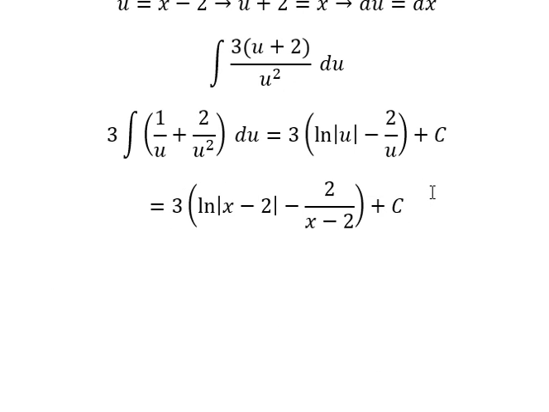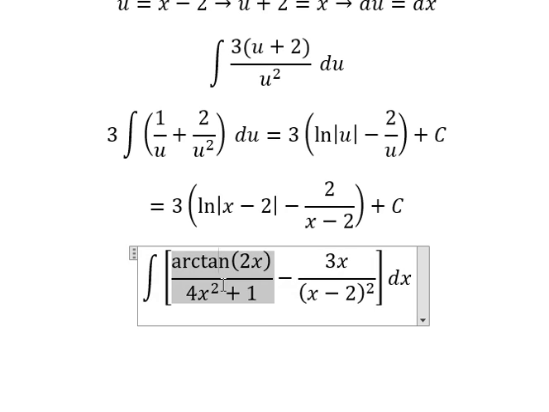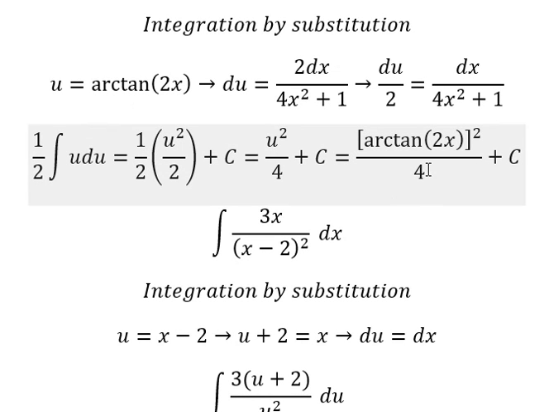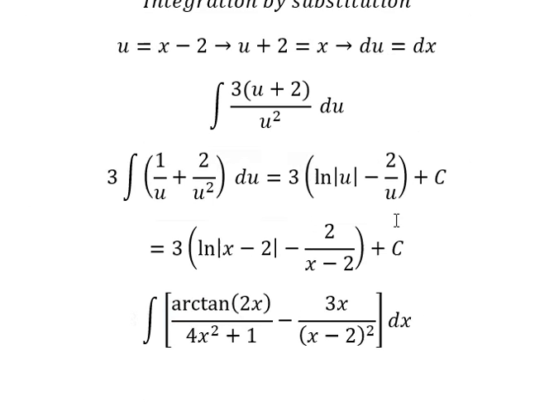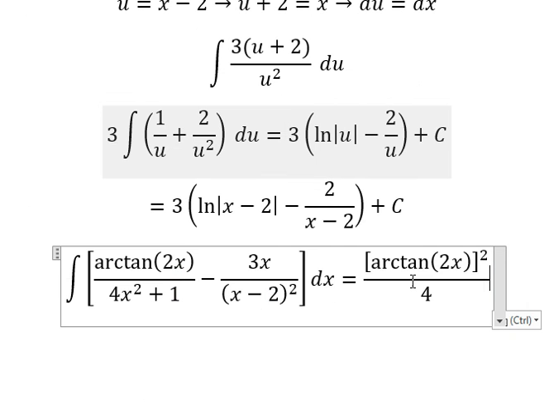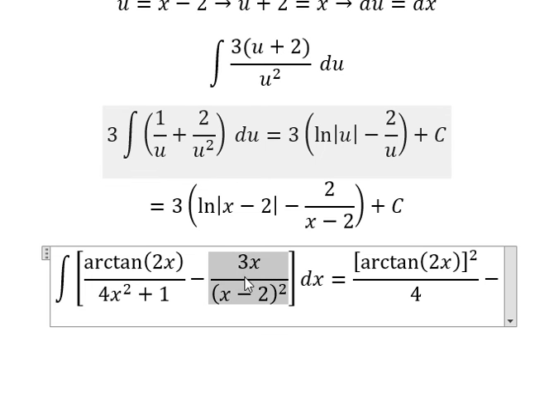So the integration of this one, that is this one. The integration of this one, that is this one.